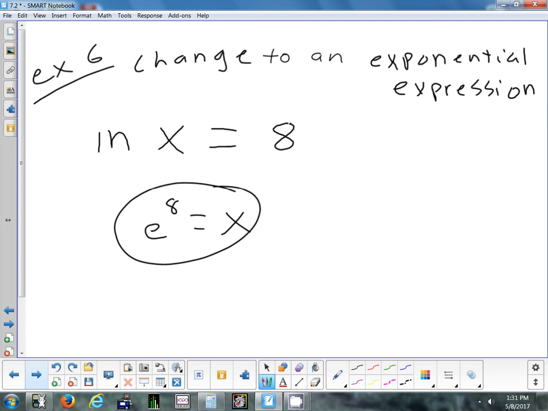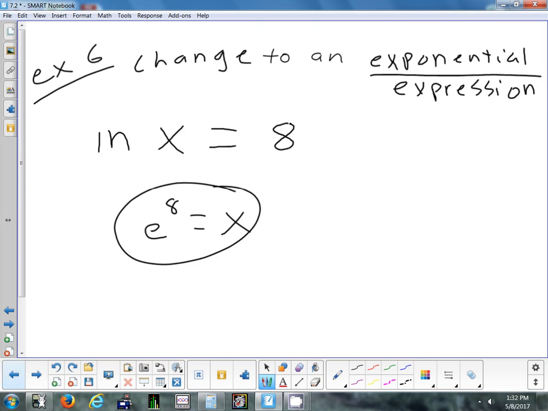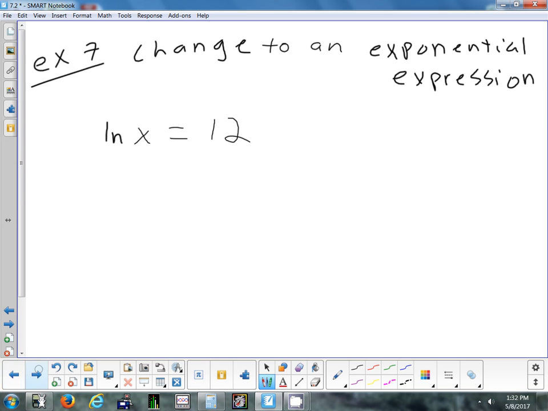I do not have to type that in on the calculator. They said to rewrite it as an exponential expression, and I did. Okay, so any questions on that one? Okay, so that's kind of the same thing. Instead of an 8, it's a 12. It's almost the same problem.